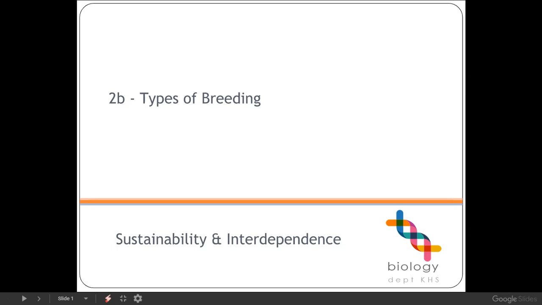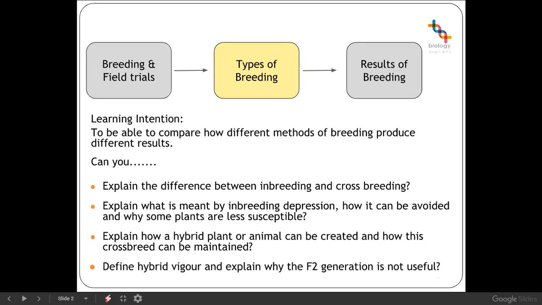Hello and welcome to this lesson for higher biology, which today is looking at types of breeding. So what we're intending to do is look at how different methods of breeding are able to produce different results. And essentially we need to explain the difference between inbreeding and crossbreeding, what we mean by inbreeding depression, how it can be avoided and why some plants are less susceptible.